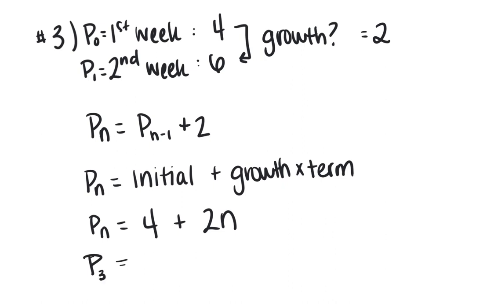And so we have our initial plus 2 times our growth factor. And that is not supposed to be a 2. We're doing the 3rd week. There we go. All right, P3. So 4 plus 6, and we get 10.